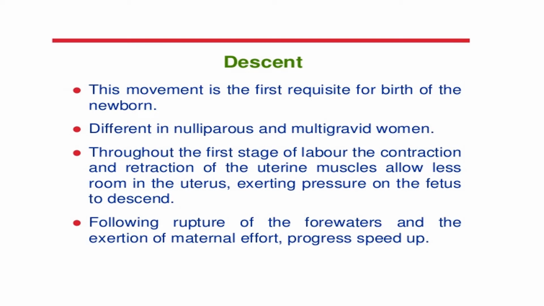And after the rupture of the membranes, following the rupture of the forewater, the maternal effort speeds up the progress. When the membranes rupture, as I have told you, the Ferguson reflex and all those things will occur. So the maternal effort also will increase, and the mother will start to push the baby downward using her abdominal muscles, diaphragm, and accessory muscles. This also will speed up the process of labor, especially in the second stage.